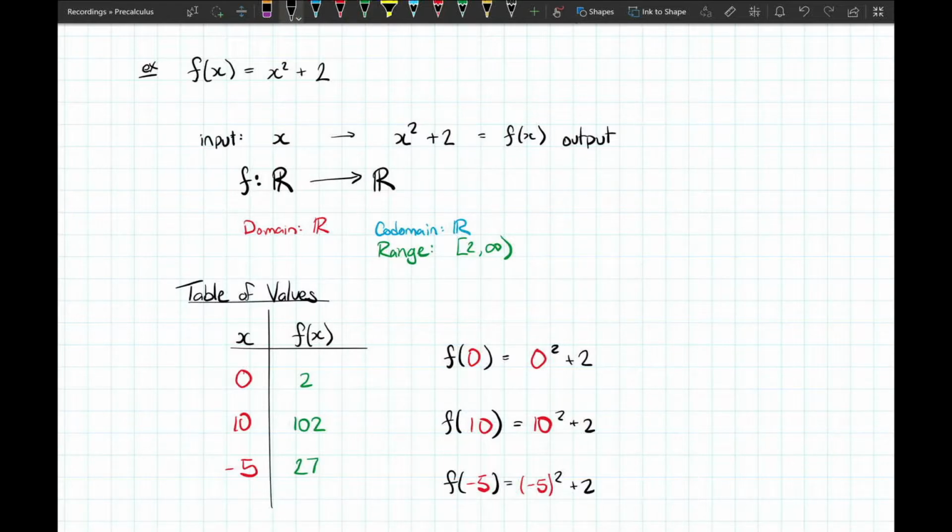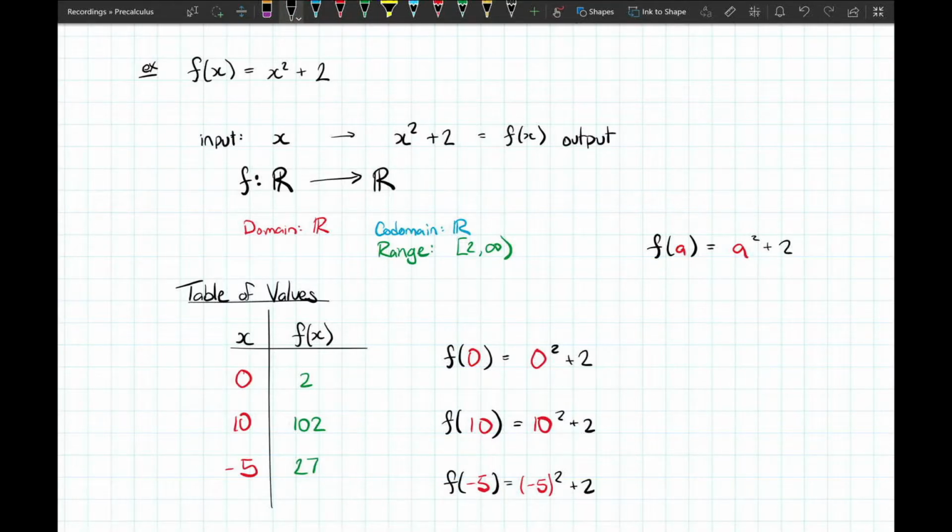Now, it's important to know that we don't always need to pick a specific value of a real number and plug it in. We may choose an arbitrary value. So what if we were to let a be a real number? If we ever see f of a, that just means that in our notation, a is our input, and we'll take the value a and square it and add 2.